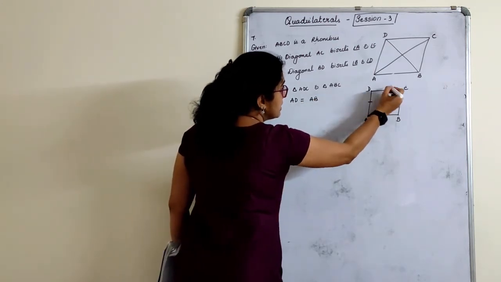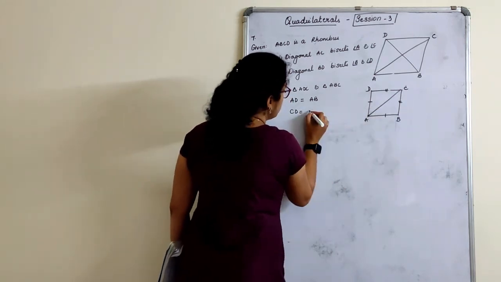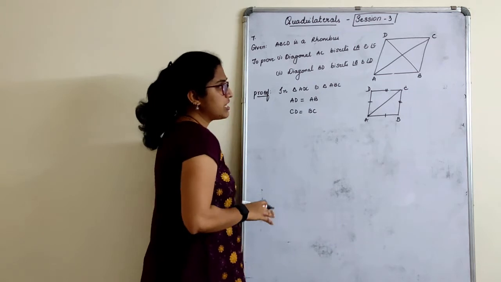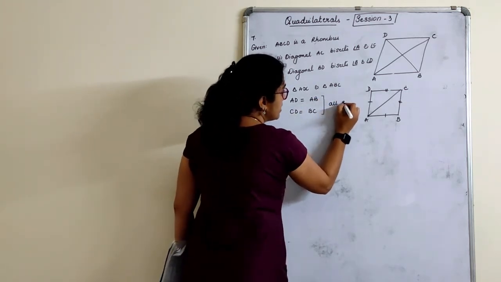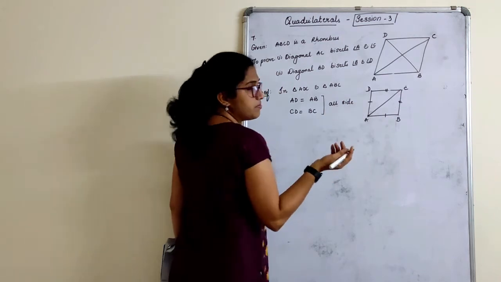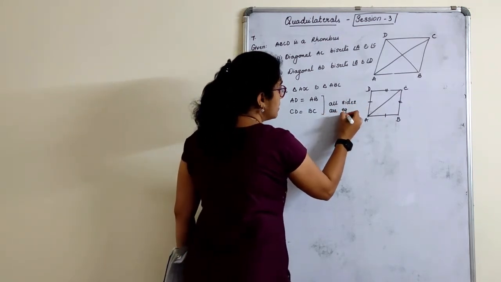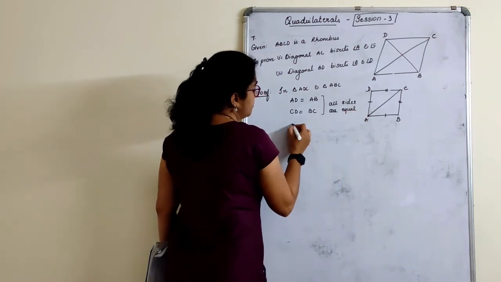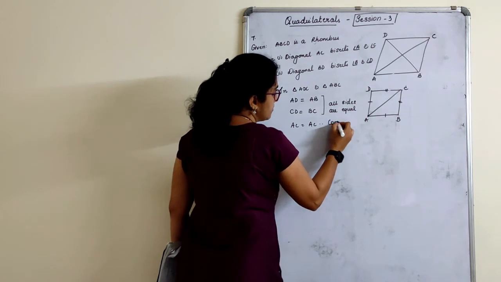Next, CD is equal to BC. That marking I have just given. We know that all the sides are equal. All sides are equal, so any side I can choose because it is a rhombus. There. AC is equal to AC. Common side.